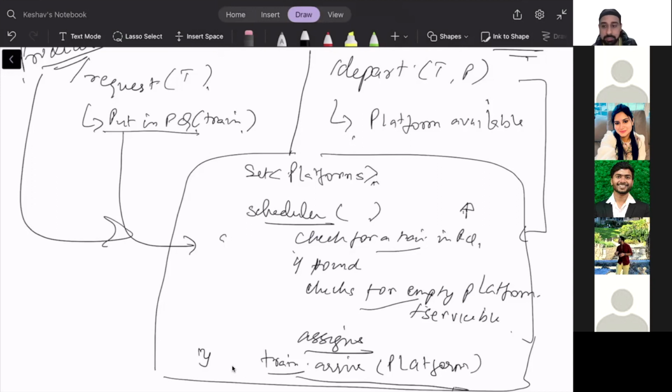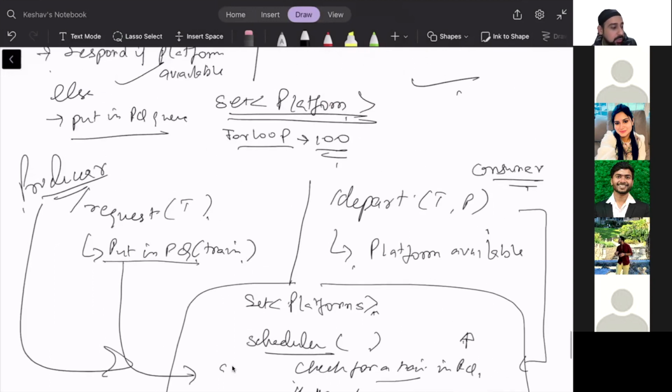I did not understand this last thing. How will we implement this train arrive at? How will the scheduler let the train know? That's the link I'm missing. How are we letting the train know?